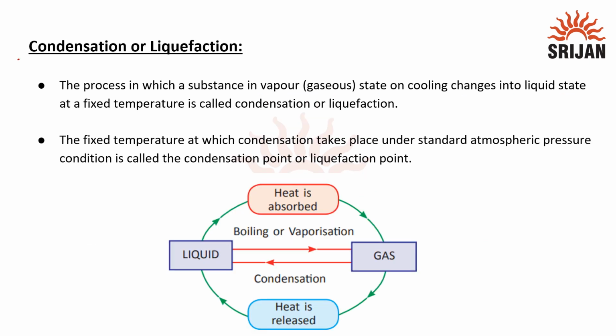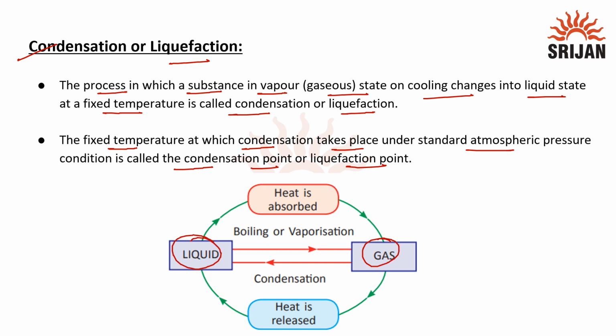Now let's understand condensation or liquefaction, the process in which a substance in vapor, that is gaseous state, on cooling changes into liquid state at fixed temperature is called condensation or liquefaction. The fixed temperature at which the condensation takes place under standard atmospheric pressure is called condensation point or liquefaction point. Here we can observe that gaseous state is getting converted into liquid state, and in this process heat is released, and this process is called as condensation or liquefaction.